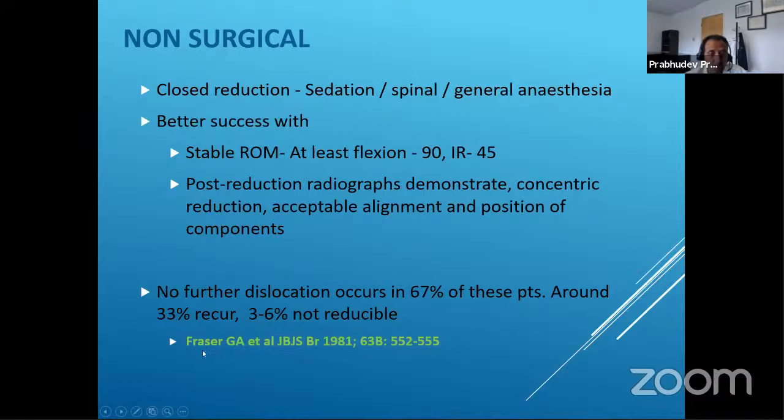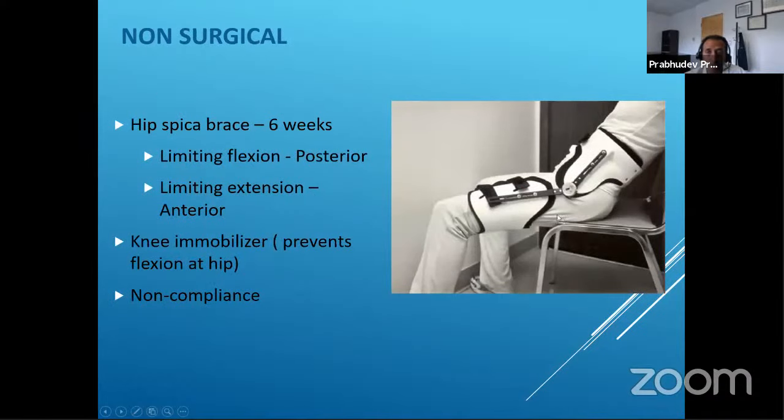In this study by Fraser and colleagues demonstrated no further dislocations in 67% of these patients. About 33% recurred, and 3 to 6% were not reducible. Again, they should be using some type of a hip spica type of brace for up to 6 weeks. This should limit flexion in posterior approach and should limit extension in patients with anterior approach.